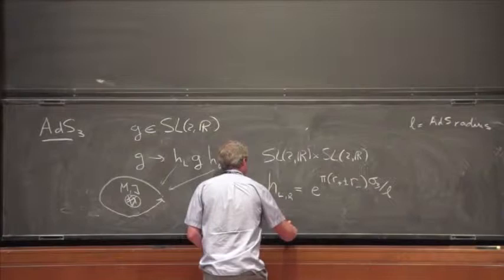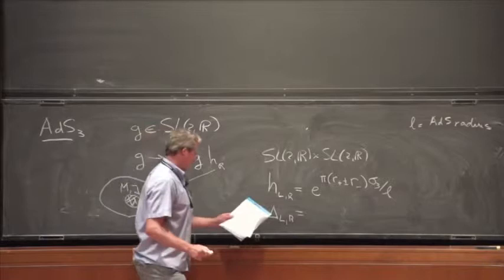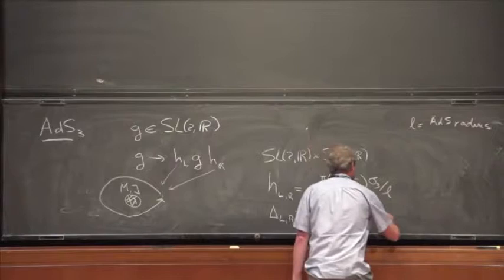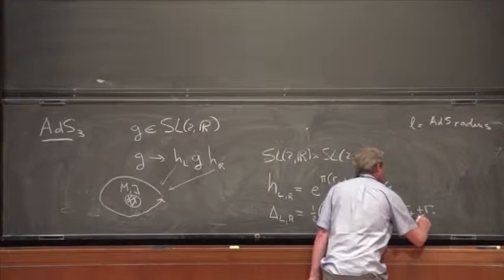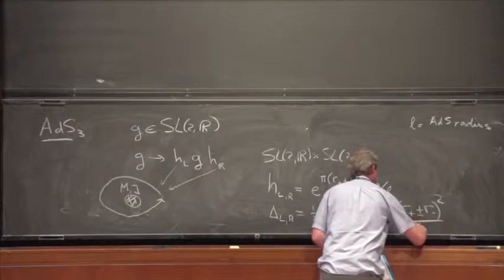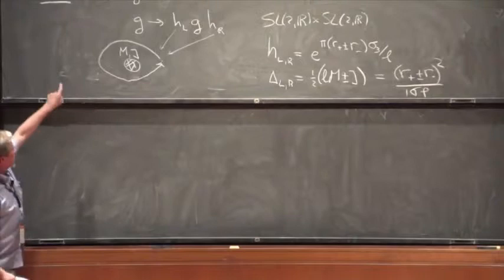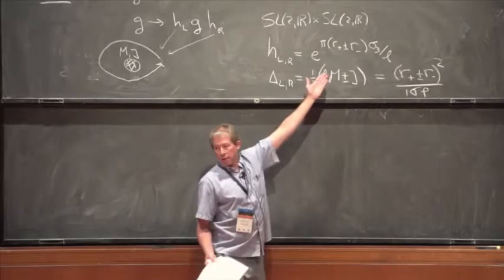Here, I'm introducing a delta left and a delta right, which I'll use later, which is a combination of the mass and the spin like this. And these quantities R plus and R minus, divided by 16L. OK, so that's the dictionary. If I have a heavy object sitting there somewhere, then if I go around it, I come back not to the same SL2R group element, but I have to multiply it times some diagonal matrix.